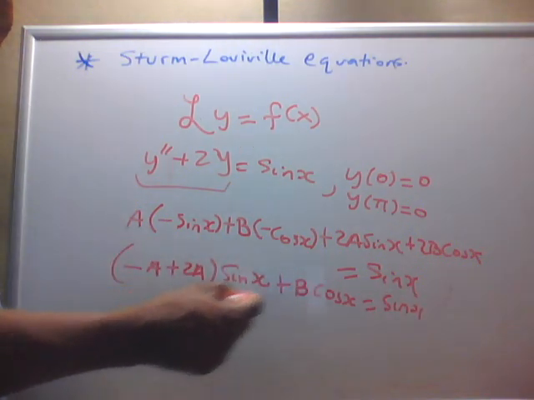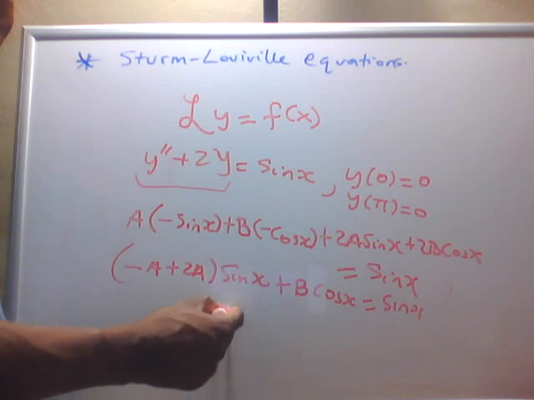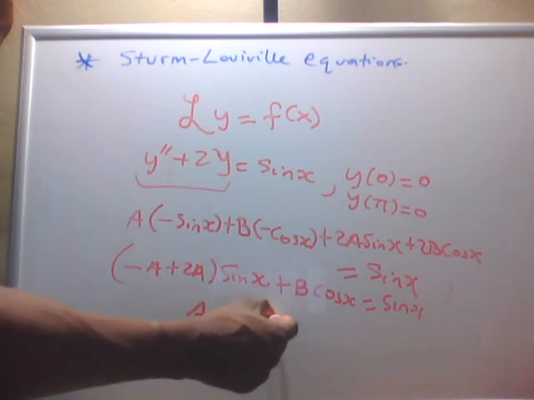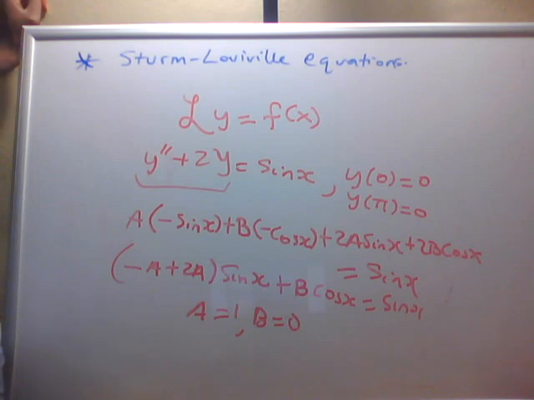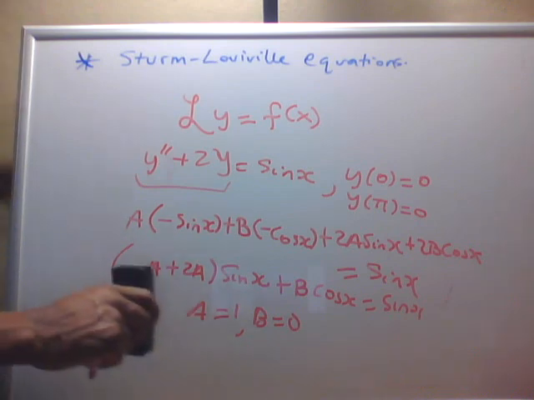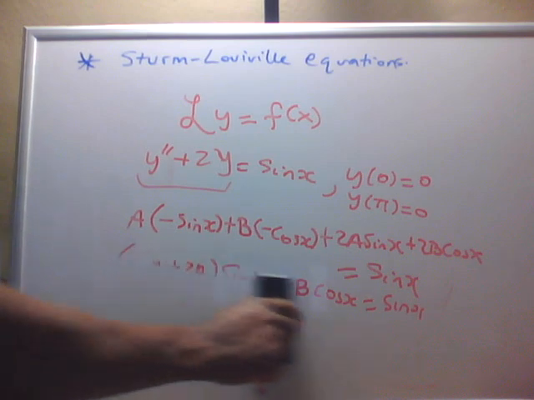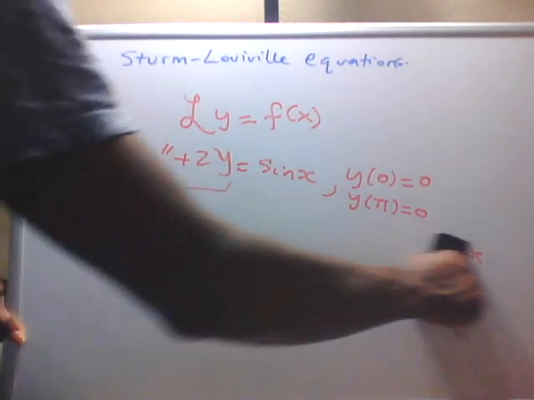So sine x equals sine x, so a has to equal 1 and b has to equal 0. So sine x is our solution. Wow, did we really have to go through there? Okay, so sine x is our particular solution.